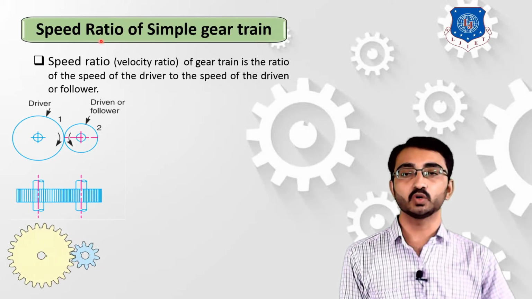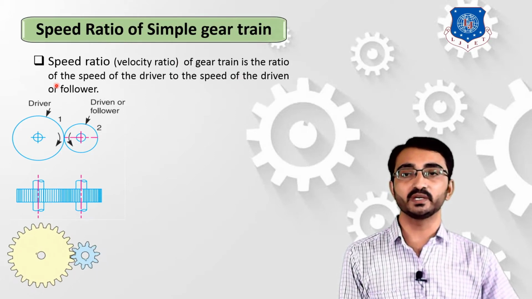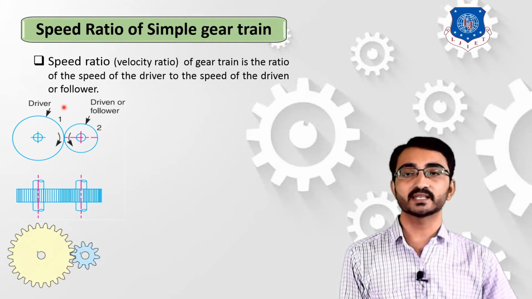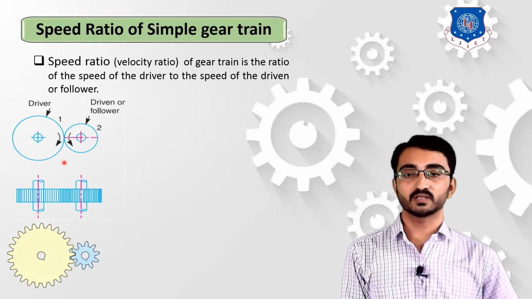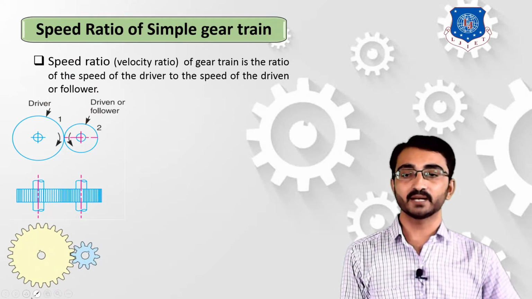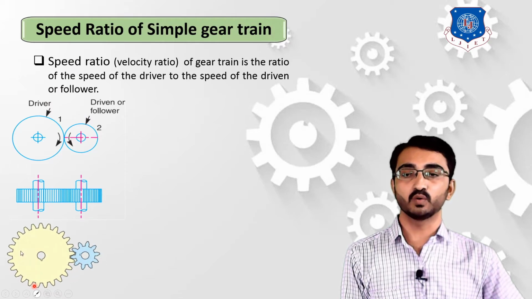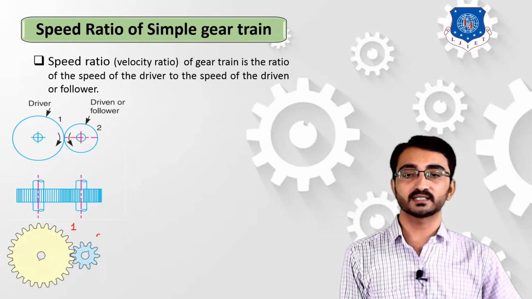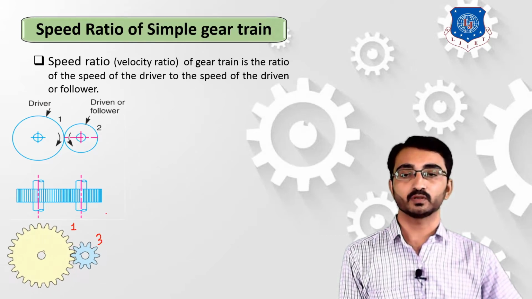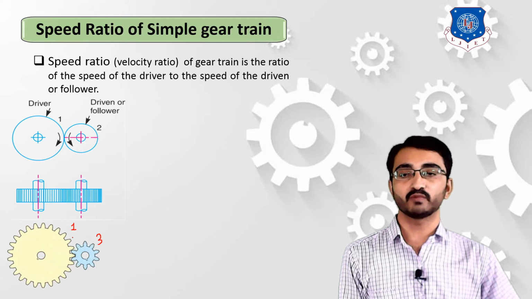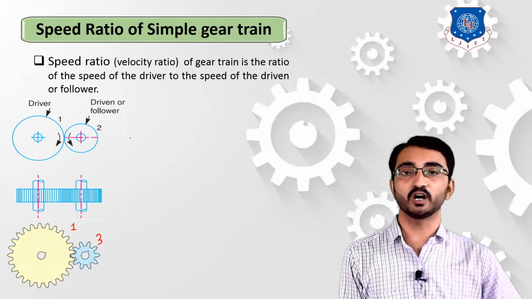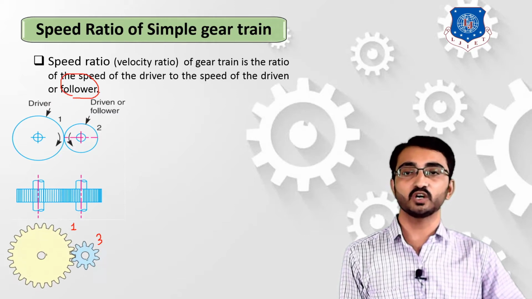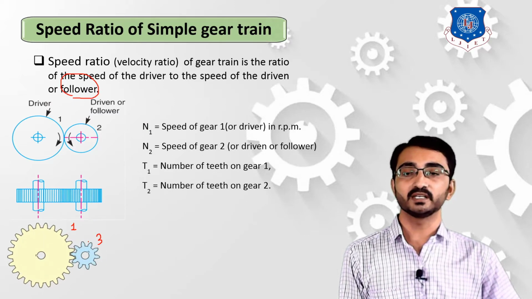Speed ratio is nothing but, in a gear train, the ratio of the speed of driver to the speed of driven is known as the speed ratio. Let's consider in this diagram that for shaft number 1, 1 RPM will give us 3 RPM of gear 2. This ratio of the speed of driver to the driven, also termed the follower gear, is known as the speed ratio.